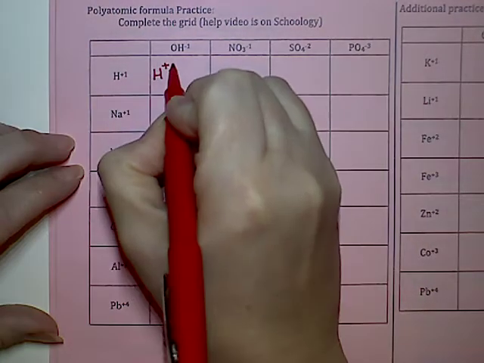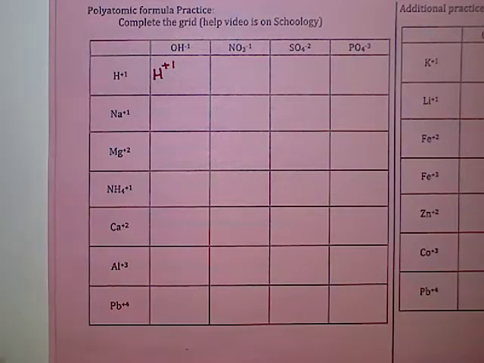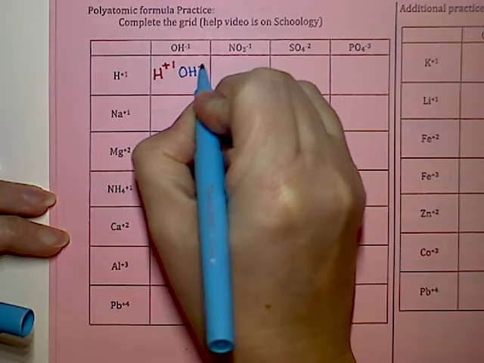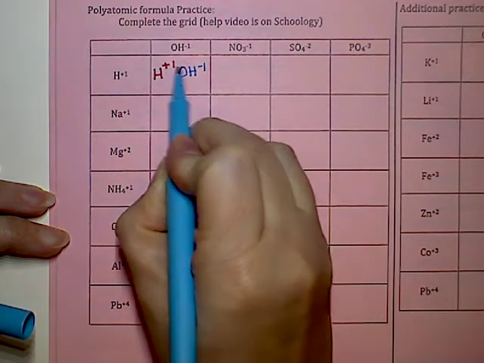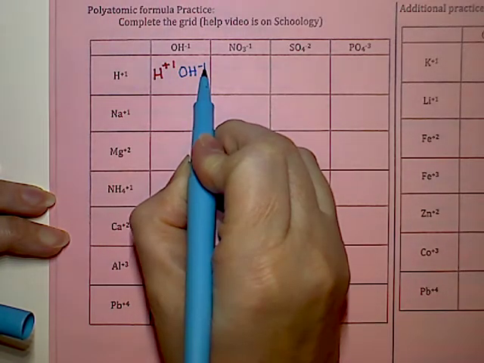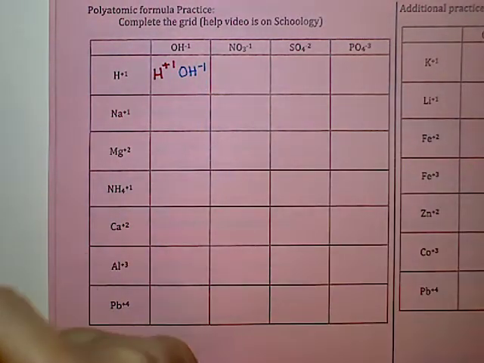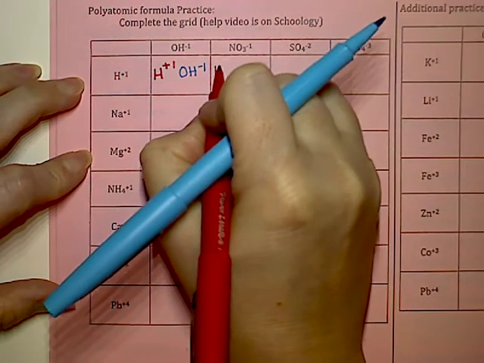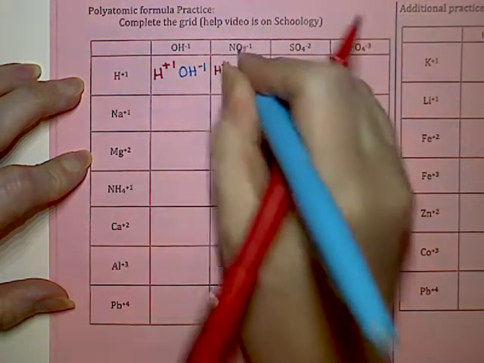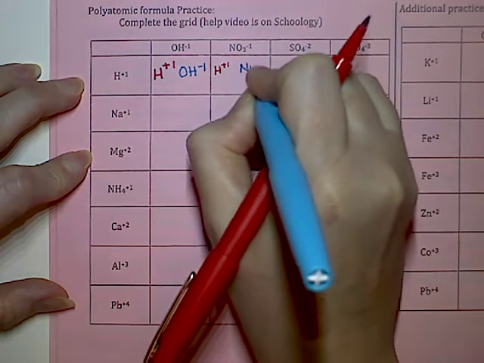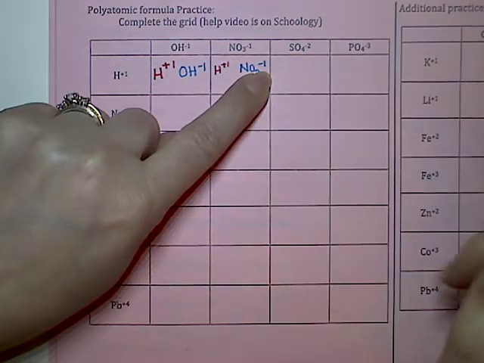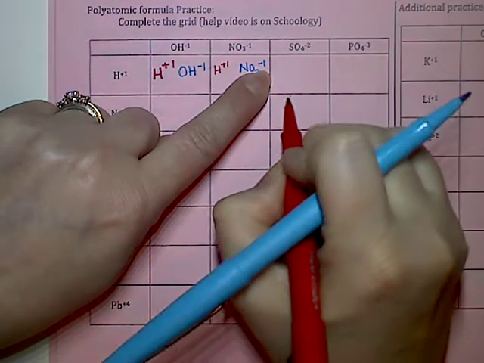So I have hydrogen plus 1, and hydroxide is minus 1. These plus 1, minus 1 cancel out, so I'm done with that formula. I don't have to do anything else. The next one for hydrogen is with nitrate. So once again, plus 1, minus 1, they cancel out. I don't have to do anything.